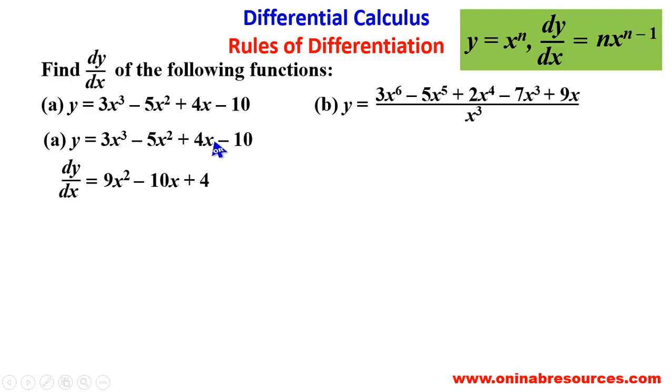Since this power is 1, 1 minus 1 gives 0. x raised to power 0 gives 1. So we don't need to write times 1 here. And the derivative of a constant is 0. So we have the differential function of y equal to 3x cubed minus 5x squared plus 4x minus 10 to be the dy/dx equal to 9x squared minus 10x plus 4. And that's all for A.